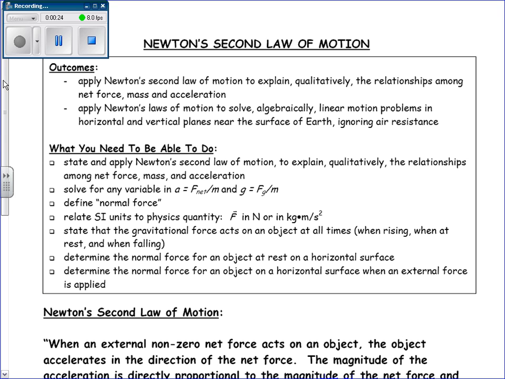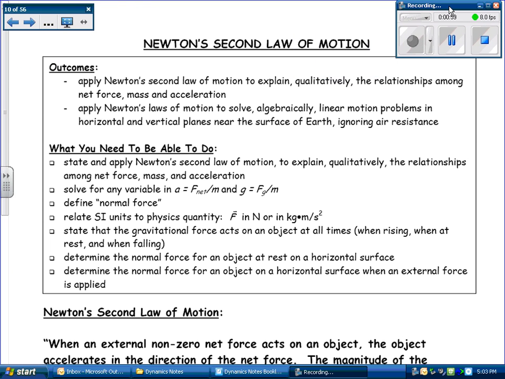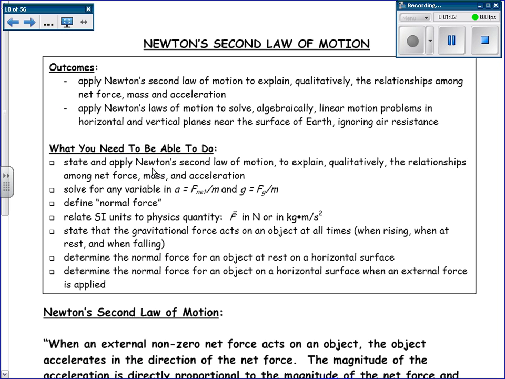So what we're talking about today is Newton's second law, which is just sort of putting into words and equations information that you would have found out in the lab that you did yesterday. So the outcomes that we're covering today are apply Newton's second law of motion to explain qualitatively, so that's with words, the relationships among net force, mass, and acceleration, and apply Newton's laws of motion to solve algebraically linear motion problems in horizontal and vertical planes near the surface of the Earth, ignoring air resistance. We're just working with horizontal today, though. So both of those outcomes are green. Those are both comprehension and application outcomes.